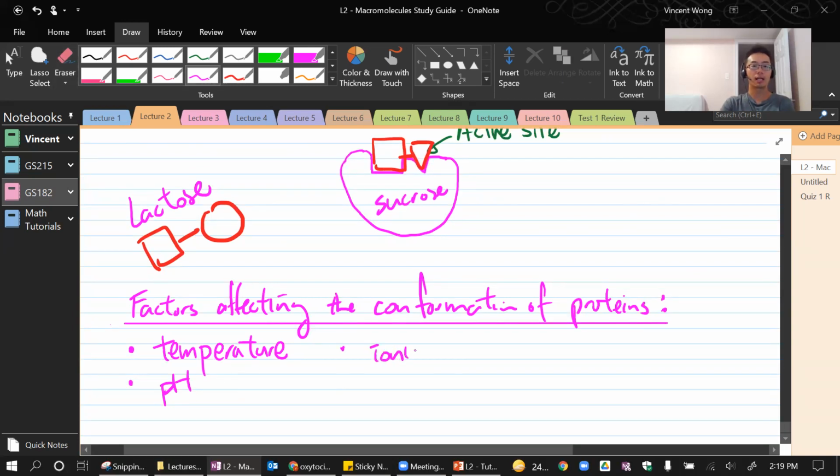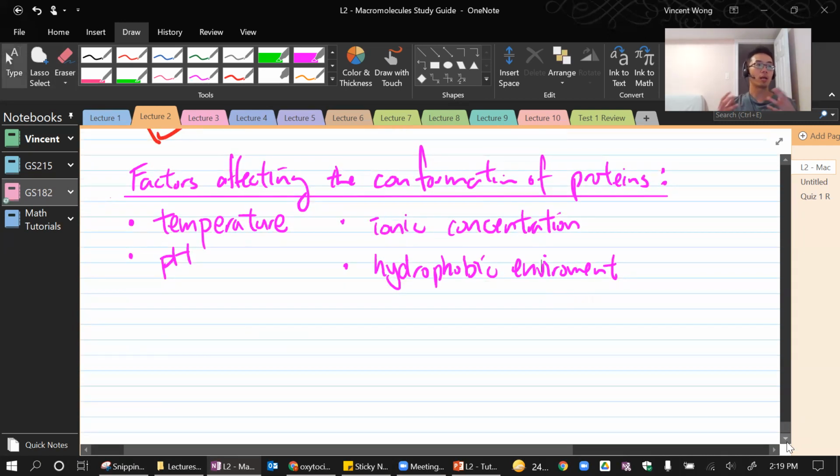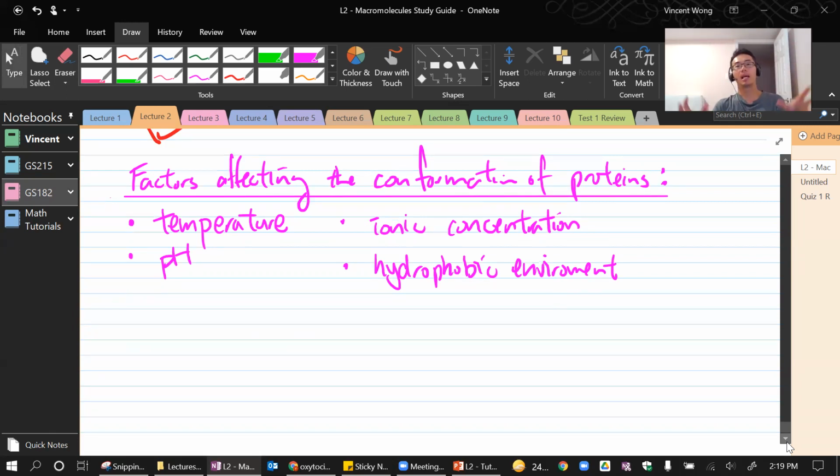So we talk about ionic concentration, salt concentration, right? Hydrophobic environment. Right? So most protein exists in an aqueous environment because our body is mostly made of water, right? So it would try to put all the hydrophilic portion on the outside and all the hydrophobic portions on the inside, hiding it. Okay, but if you put it in a hydrophobic environment, all of a sudden, then everything's going to flip inside out, and then the protein is going to break apart.